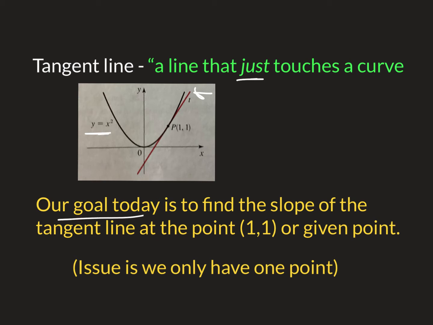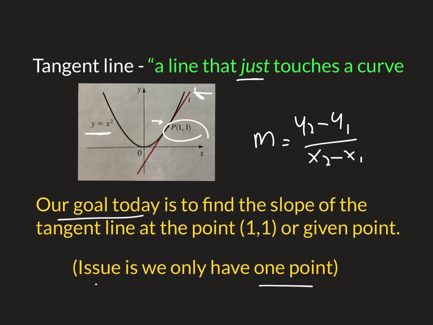Our goal today is to find the slope of the tangent line at the point 1, 1. Okay, they're going to give us a point on the curve. We want to find the slope of the curve or the tangent line at that point. Now, there's a problem with that, and the issue is we only have 1 point. If we're going to try to find the slope, usually we go y2 minus y1 over x2 minus x1, but we only have 1 point. So we've got to figure out some way to find another point, because all we have is that curve. We've got to find some way to find another point so that we can find the slope of the tangent line. Because if we can find the slope, we can find the equation.